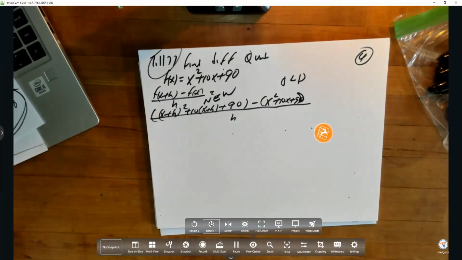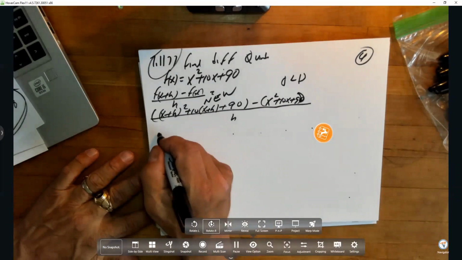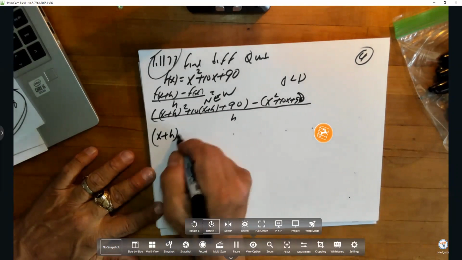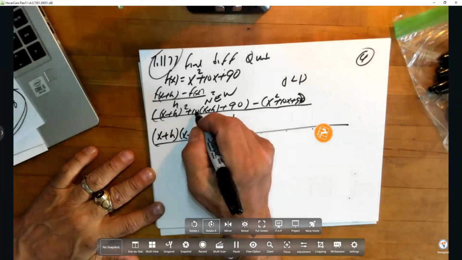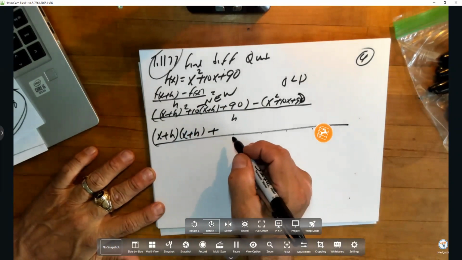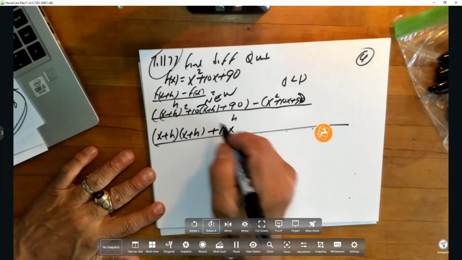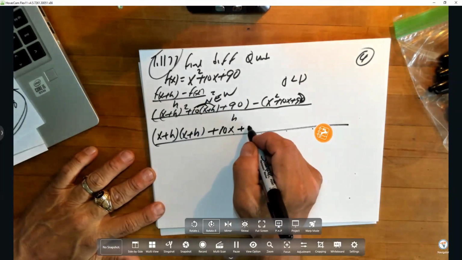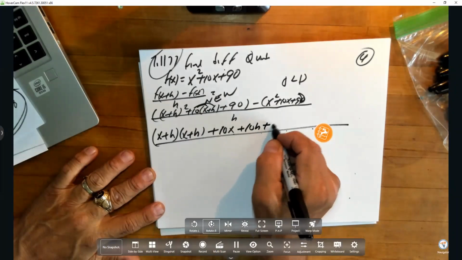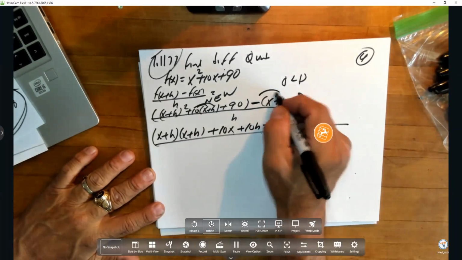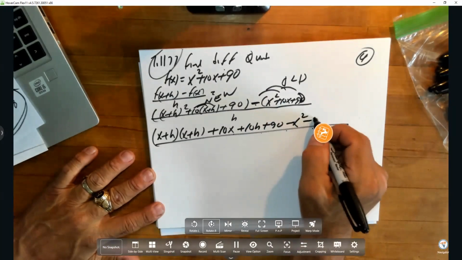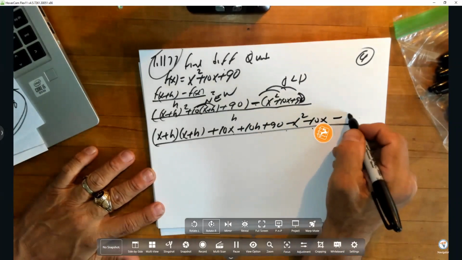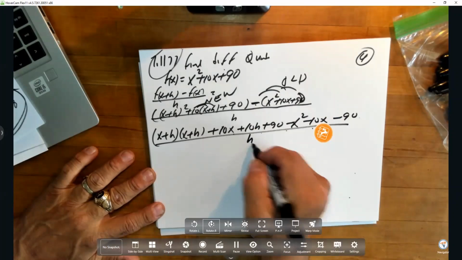Write that one down. So now I'm going to do FOIL. Ready? x plus h times x plus h plus, ready? What's 10 times x? 10x, okay. What's 10 times h? 10h plus 90, okay. Minus, this minus sign is going to affect all these numbers. So negative of positive is a negative. Negative of positive is a negative. And negative of positive, another negative. Okay, so now, go right there.